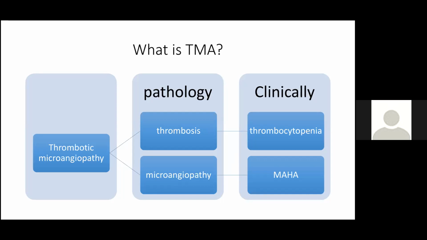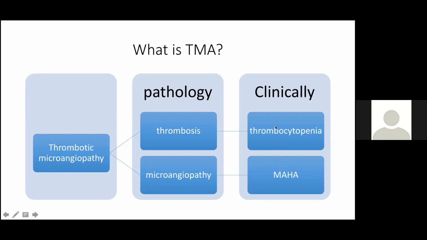Microangiopathy means there is a defect in the microvasculature, including arterioles and capillaries. Usually the defect is in the endothelium. This can be caused by many mechanisms depending on the underlying etiology of the thrombotic microangiopathy. Because of these endothelial damages, there will be thrombosis happening in the microvasculature, and it will be clinically evident as thrombocytopenia and microangiopathic hemolytic anemia.